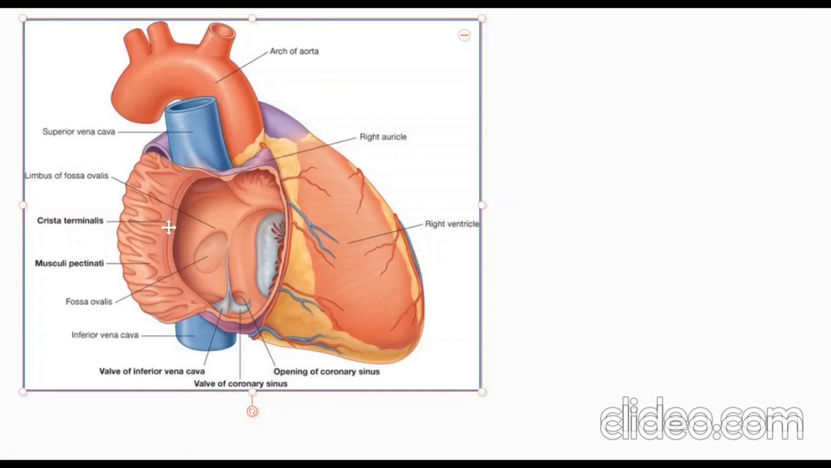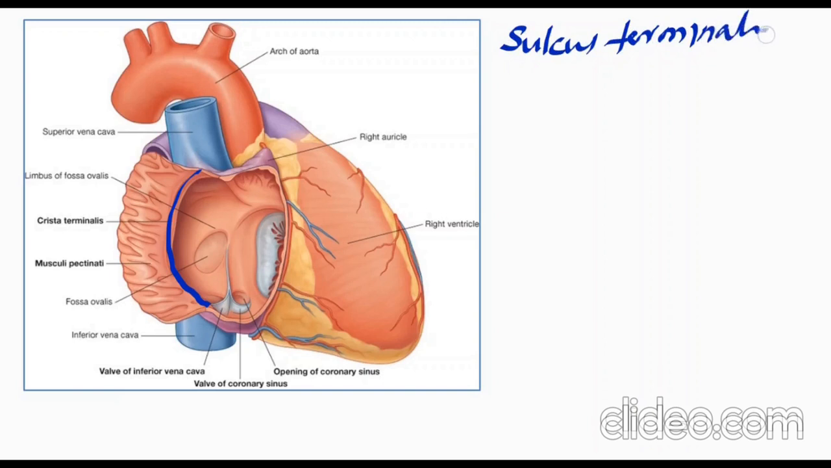Here you are seeing the interior of the right atrium. Again we have the superior vena cava and here the inferior vena cava. Along the right border of the heart, extending from the superior vena cava to the inferior vena cava, there is a muscular ridge internally, known as the crista terminalis. We have already seen the sulcus terminalis.